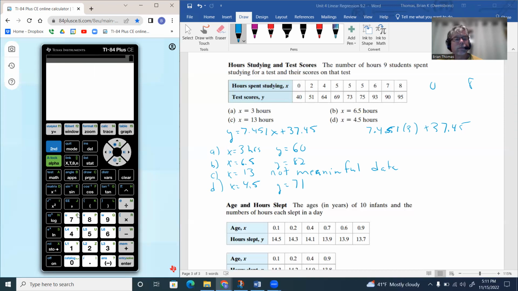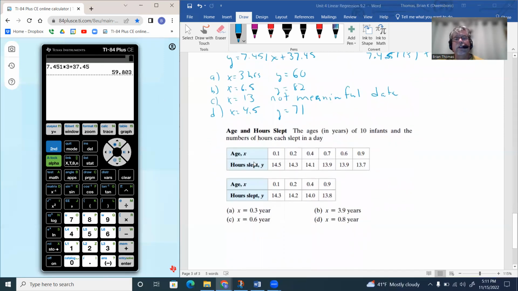Like I said, I can quit this. You can put 7.451 times 3 here and add the 37.45. That should give me that 59.803, which we rounded to 60. So we can do it outside the table if we don't want to, but it can be pretty quick to do it within the table of the calculator.